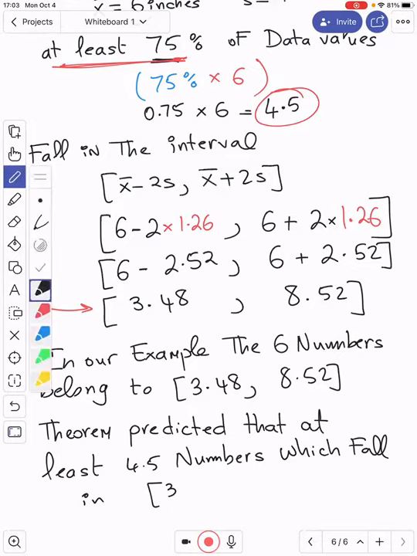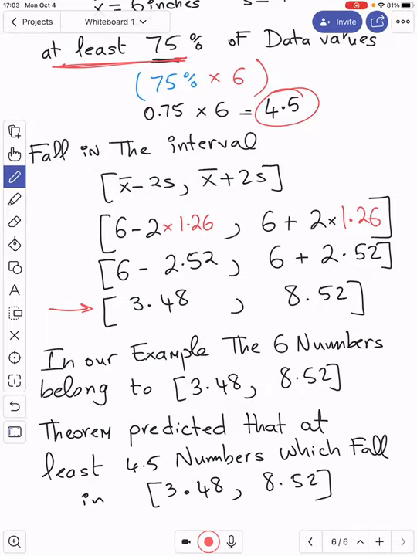In the interval 3.48, 8.52. Okay. Of course, as I said, it's at least, right? So it can be more than just 4 numbers. The truth is we have all the numbers, the 6 numbers, not just 4, but all 6 of them fall in this interval, right?